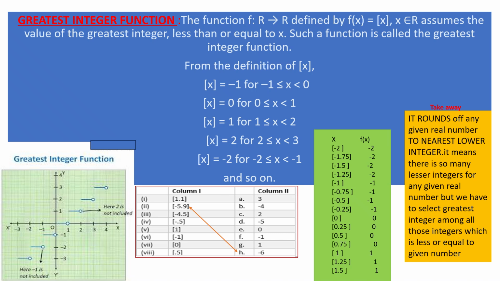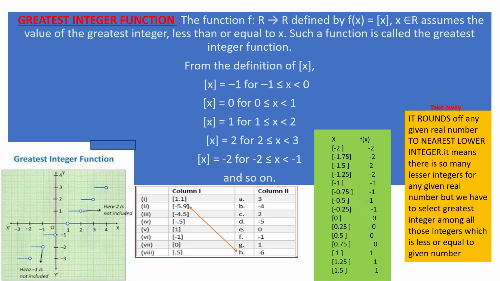Now here, suppose x is lying between 0 and 1, where 0 is included. So here you can have 0.5, 0.7, 0.2, 0.9 and so on. So what will be its lower integer, just lower than this 0.9? Just lower than 0.9 there is an integer 0. Otherwise there will be -1, -2, -3 and so on. So you have to select the greatest among all those lesser integers, that is 0.